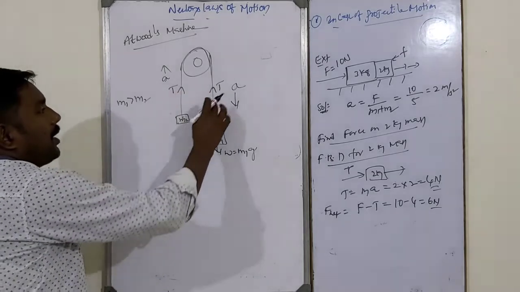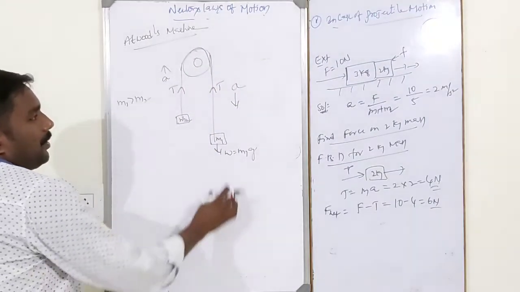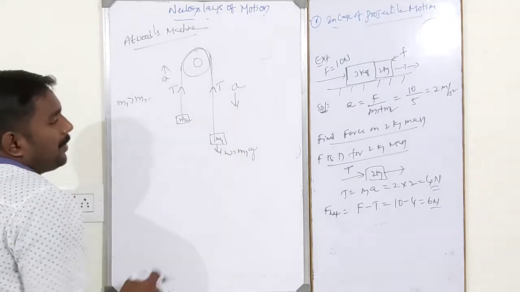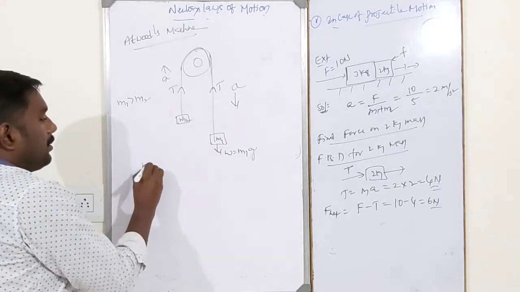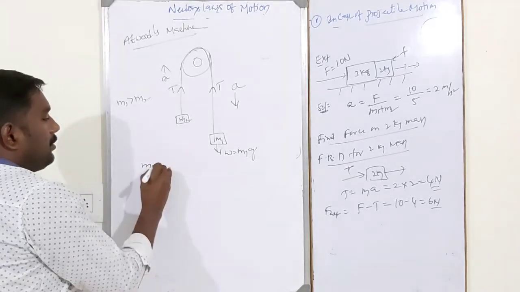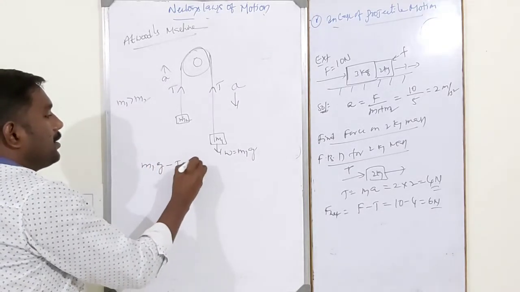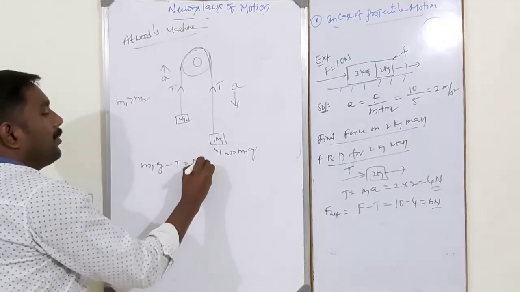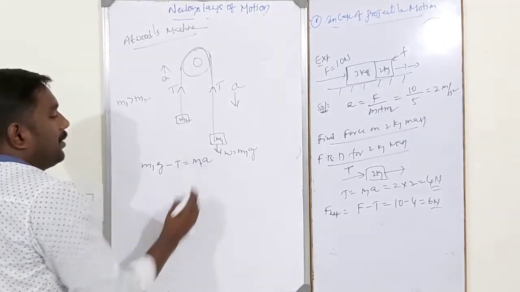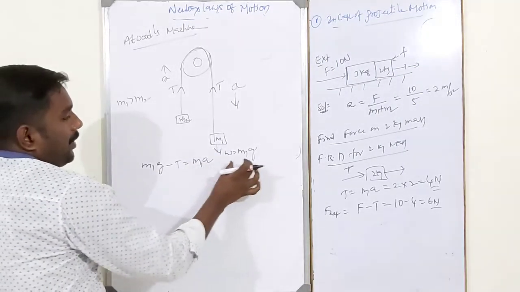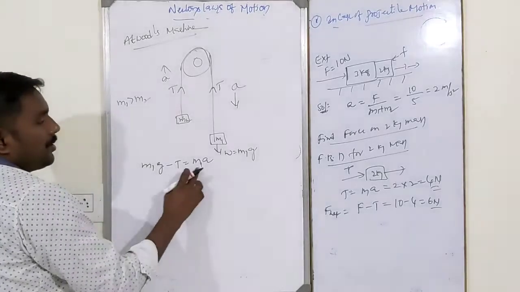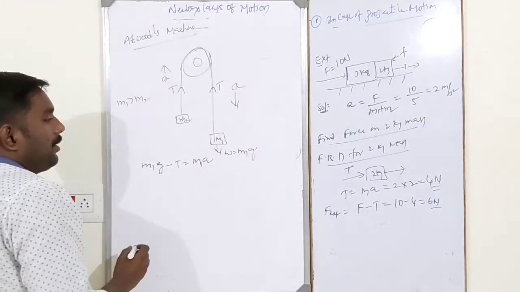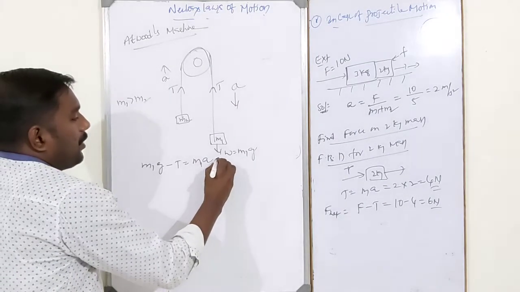So this is the tension, upward direction. In this case, dear students, please remember it. This is the more weighted body. M1G minus T is equal to M1 into A. Since M1G is the weight, subtracting the tension, M1G minus T is equal to M1A. Okay, so this is equation number 1.